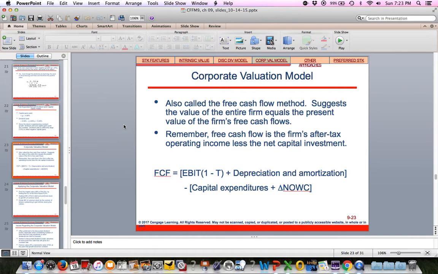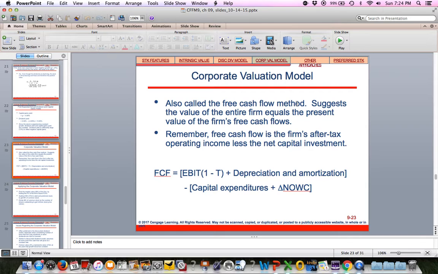Okay, so of course dividend models can only be used when a company pays dividends, and not everybody does. So we have to look at some other models also. And the corporate valuation model is one based on free cash flows. It's also called the free cash flow method. It suggests that the value of an entire firm equals the present value of all the firm's free cash flows.